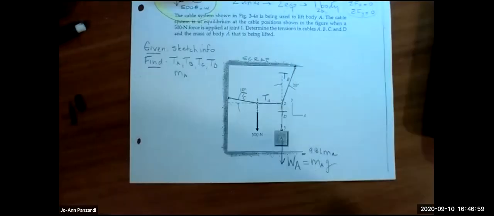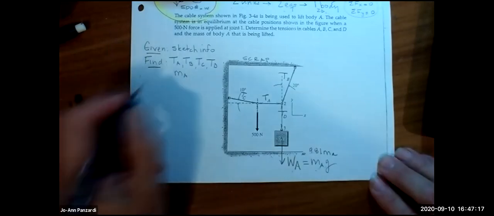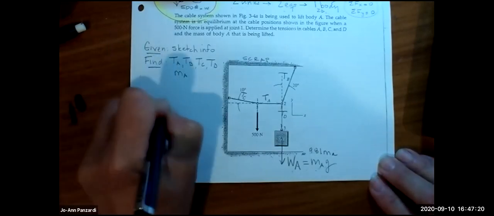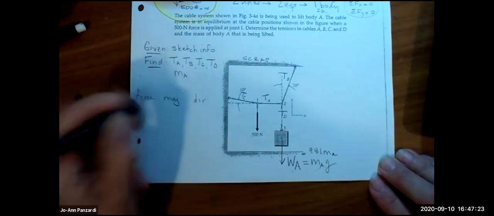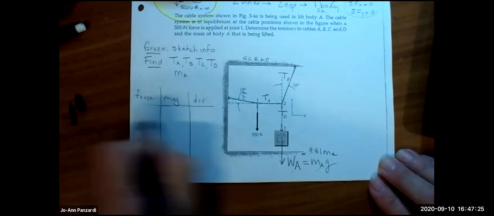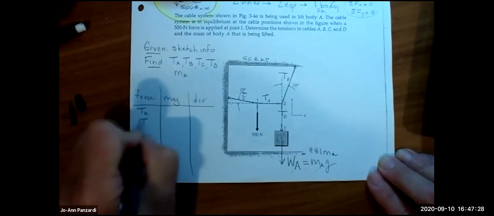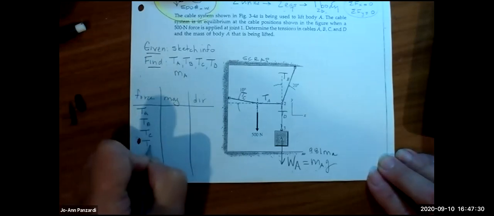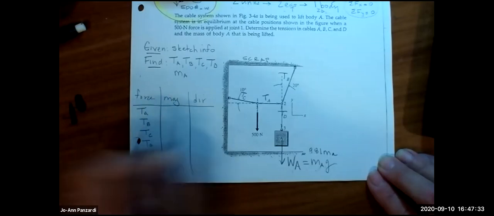Can you see it? Sometimes statics students think the mass is the weight and they solve for the weight, but they call it the mass, and it's incorrect. You're finding weight. We are always dealing with force. Okay, so now I'm going to make my table: force, magnitude, direction. We already said there's TA, TB, TC, TD, and the weight.